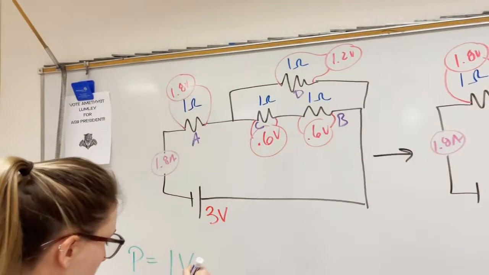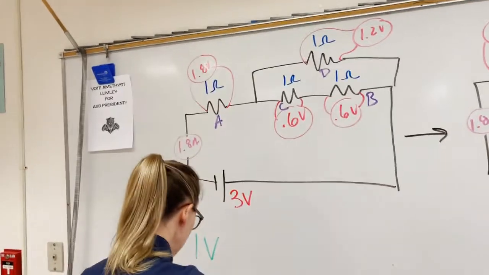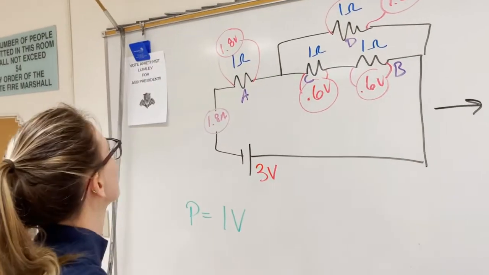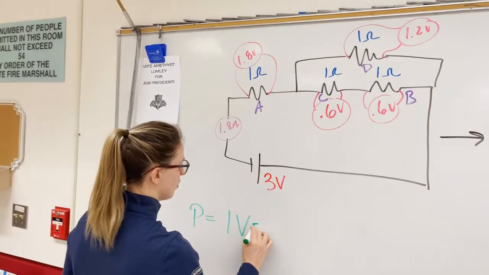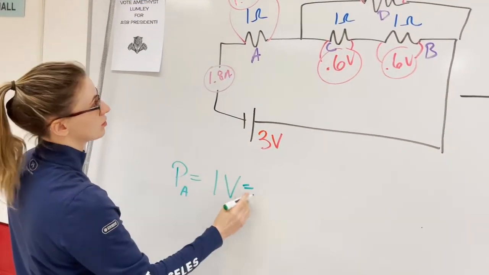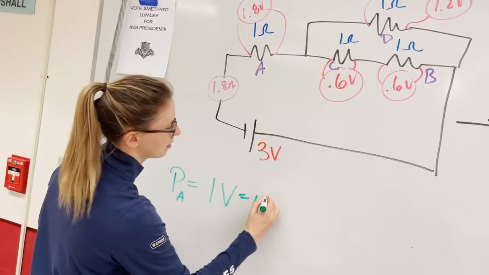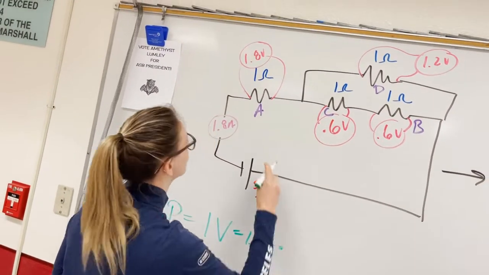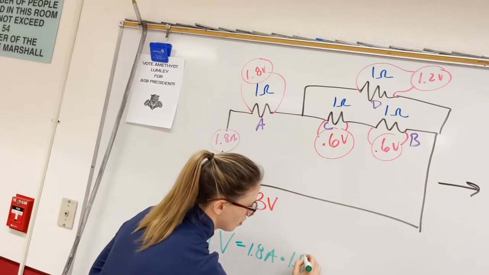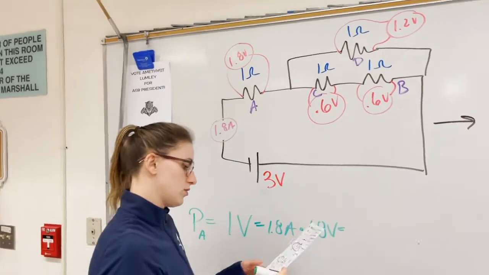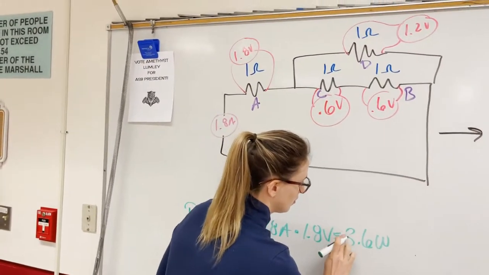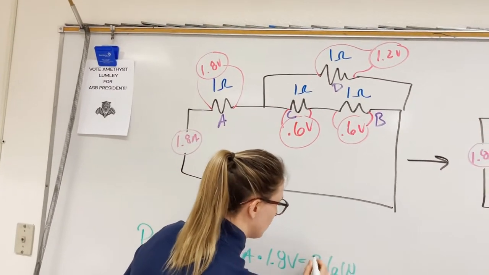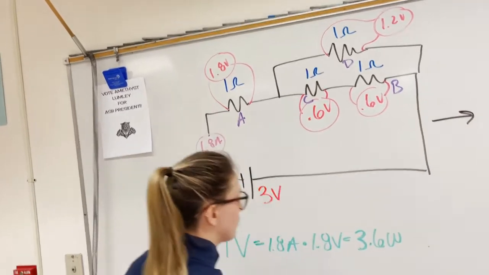All right. So now, for the one on the left, we can get the power output of that. That's IV. The current is 1.8 amperes right here, times the voltage, which is also 1.8. When I multiply those two together, I get 3.6. So that's 3.6 watts, and that's for A.